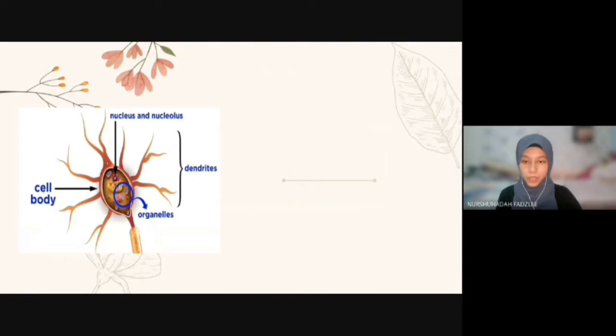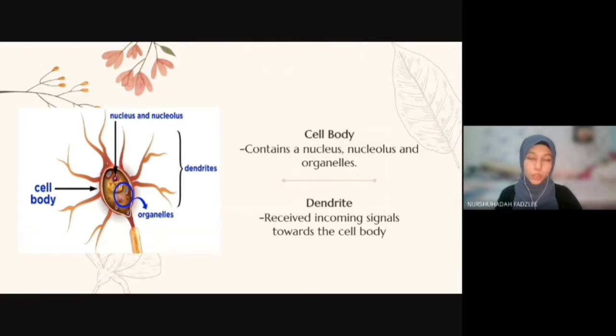This is the cell body. Cell body is the central part of neuron and it contains nucleus, nucleolus and some organelles that we have learned before. And then outside the cell body, it has dendrites. The function of dendrite is to receive incoming signals from another neuron or from external environment towards the cell body, and from cell body it will go to axon.